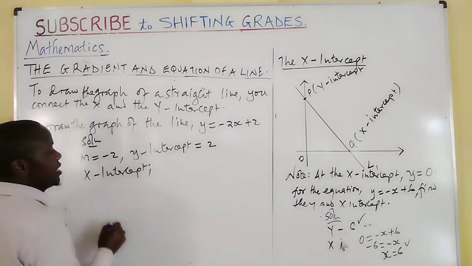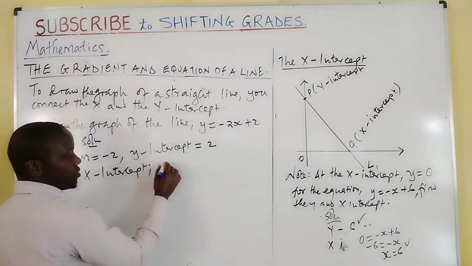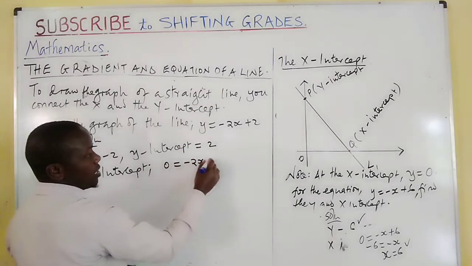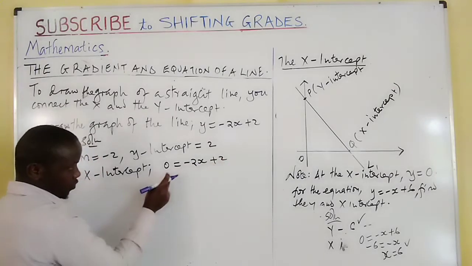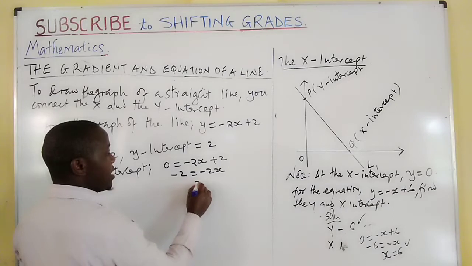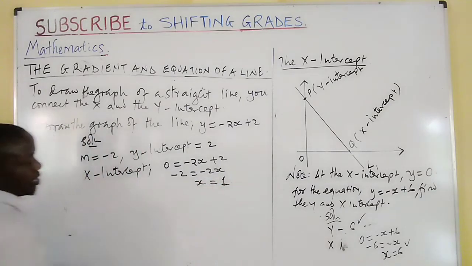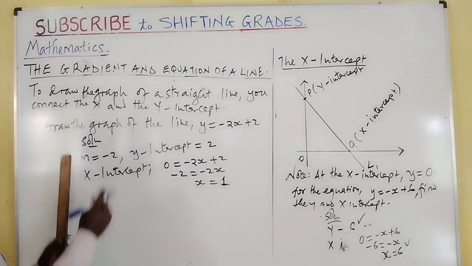Then the x-intercept, we say at x-intercept y is 0. So where we have y, we put 0. So 0 is equal to -2x plus 2. So this 2 comes here, -2 is equal to -2x, meaning that x will be 1. Therefore, the x-intercept will be 1, the y-intercept will be 2.